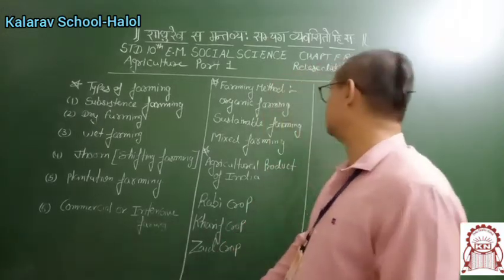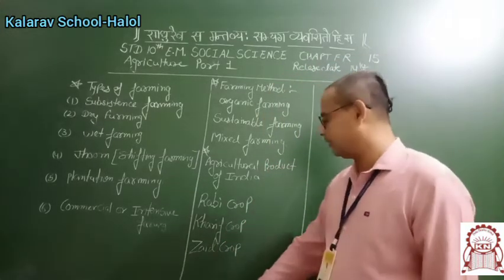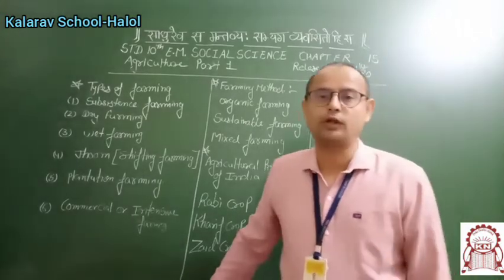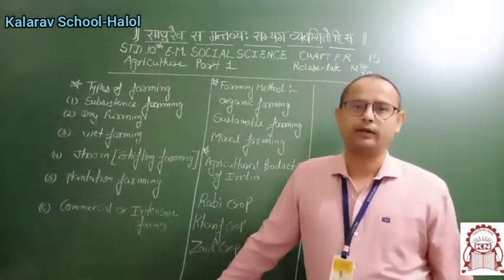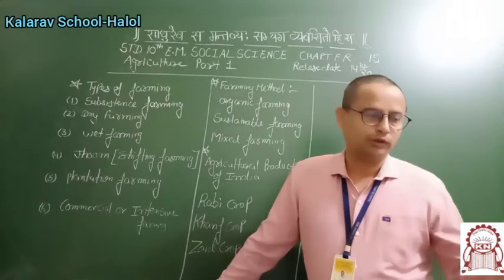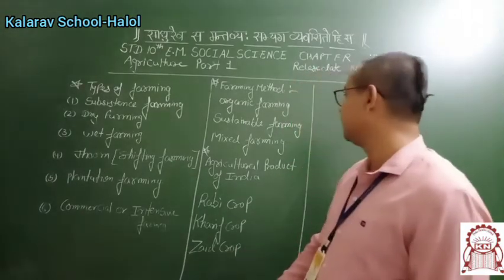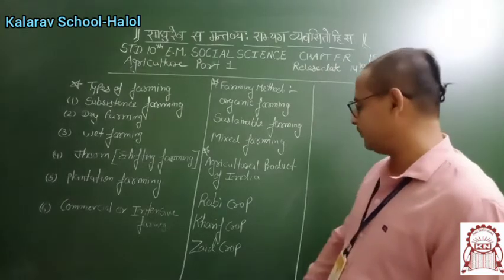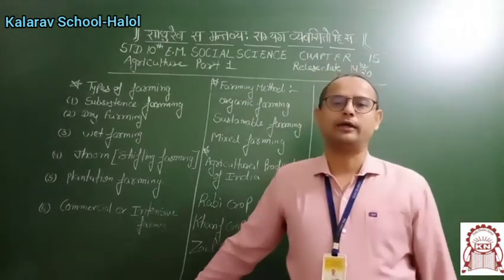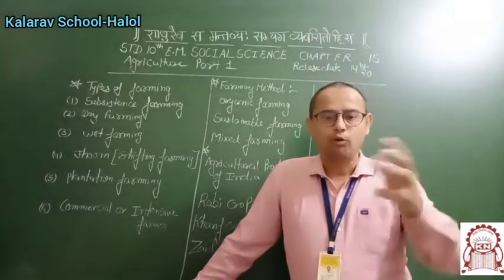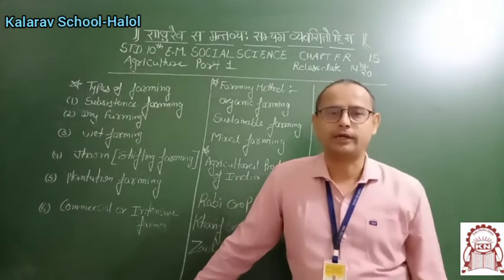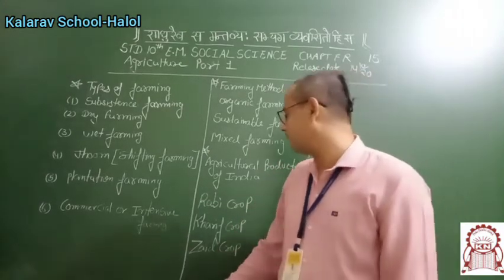Next is sustainable farming, which is for the long term, and which is beneficial for nature as well as human beings. That is sustainable farming. And next is mixed farming. So many places are there where both types of farming take place, and that is mixed farming.